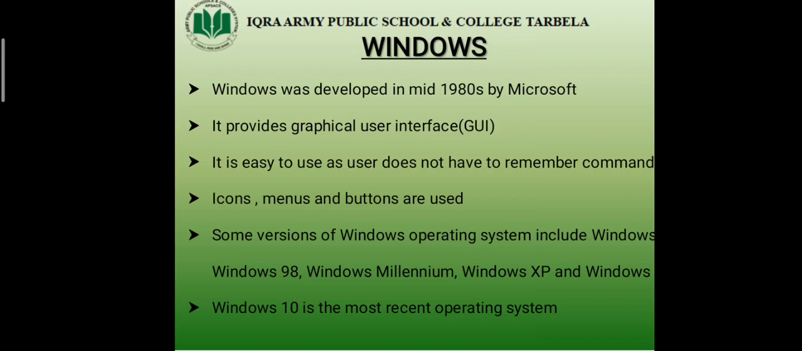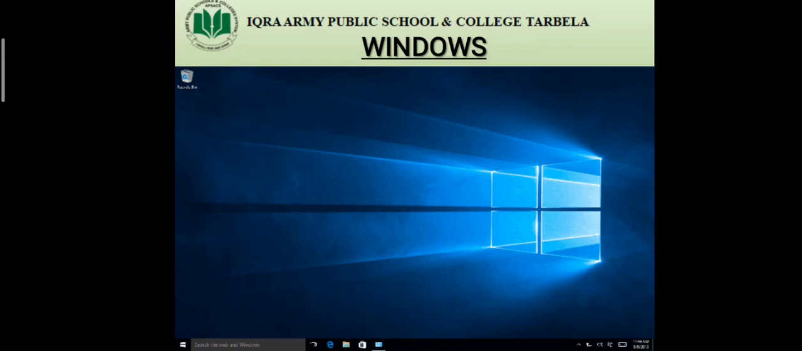Microsoft has released many versions of Windows operating system over the years. Some versions of the Windows operating system are Windows 98, Windows Millennium, Windows XP, and Windows 7, etc. And nowadays, the most recent operating system is Windows 10. You can see the interface of Windows on your screen now.